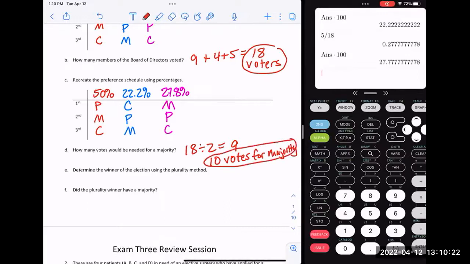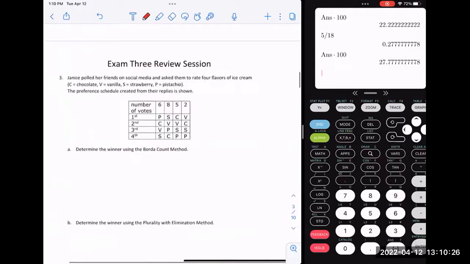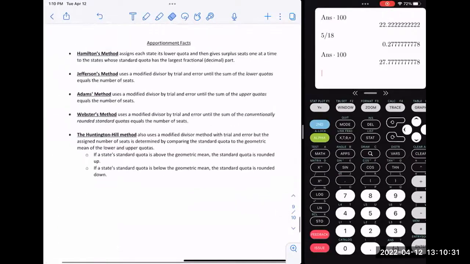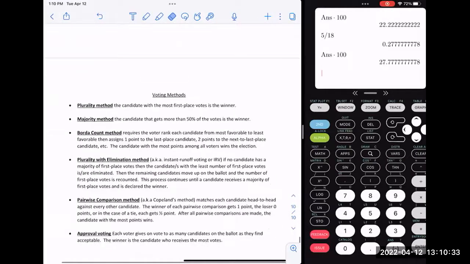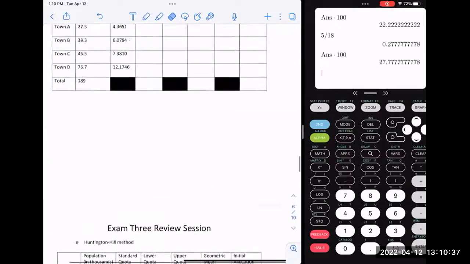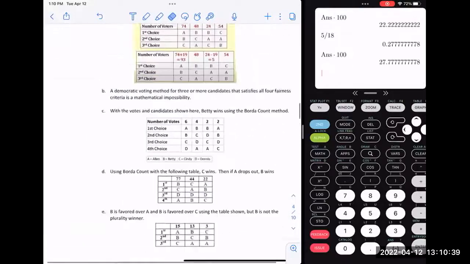So then it wants us to determine the winner of the election using the plurality method. So again, you can look at your reference sheet for this. It says on there, the first one on the top says plurality method, the candidate with the most first place votes is the winner. So I would just count just first place votes.